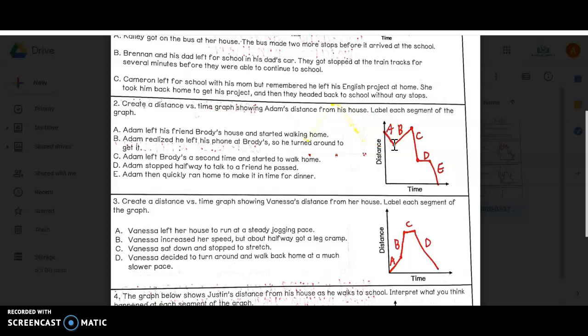Then he realized he left his phone at Brody's, so he turns around and he goes back to Brody's, which is further away from his house again. Okay, Adam left Brody's again and started to walk home. So now he's walking back home. Okay, Adam stopped halfway to talk to a friend he passed. So here he has not changed his distance at all, and time is passing while he's talking to his friend. And then Adam quickly ran home in time for dinner. So then he ran home. His distance to his house gets less and less because he's almost there.